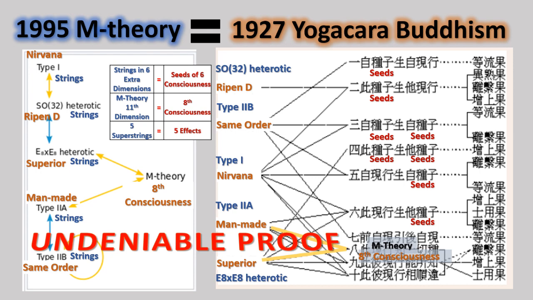One calls it M theory with the 11th dimension and the other calls it the 8th consciousness. Lastly, one calls it 5 superstrings and the other calls it 5 effects. There are more. We will cover the comparisons in detail later. This is one of many proofs that string theory is a mathematical version of Yogacara Buddhism.